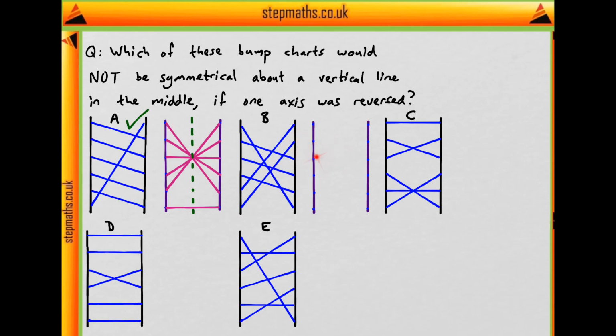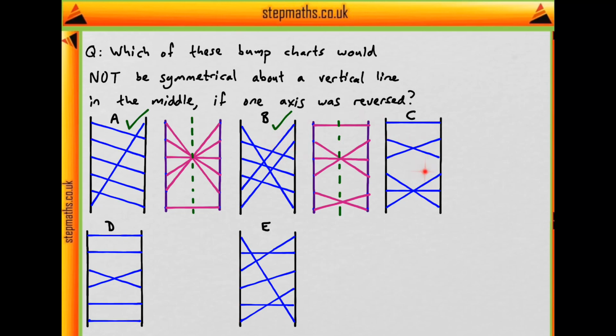And now for B, if we do the exact same thing, the lightest person is the tallest person, and so they would go here now. And if you repeat this for each line, our finished result would look like this. So is this one symmetrical about the line? Indeed it is. So we can tick B as well.